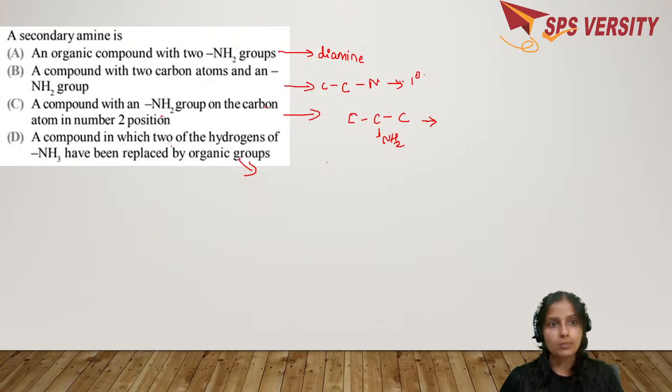We'll see: a compound in which two of the hydrogens of NH3 have been replaced by organic groups. In NH3, you are replacing two hydrogens by organic groups.